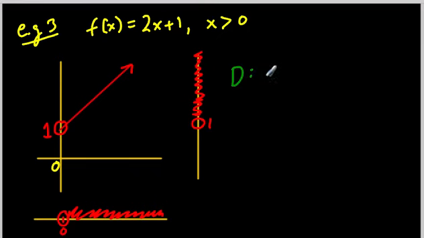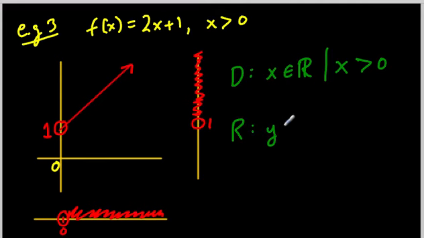So the domain here is x is an element of reals, right? And now we put a restriction because it doesn't extend forever, right? And this time we say x is greater than 0, which is pretty much, as we said, how we've defined the function. But the range is much more interesting. So y is an element of reals, and here it doesn't include the 1.